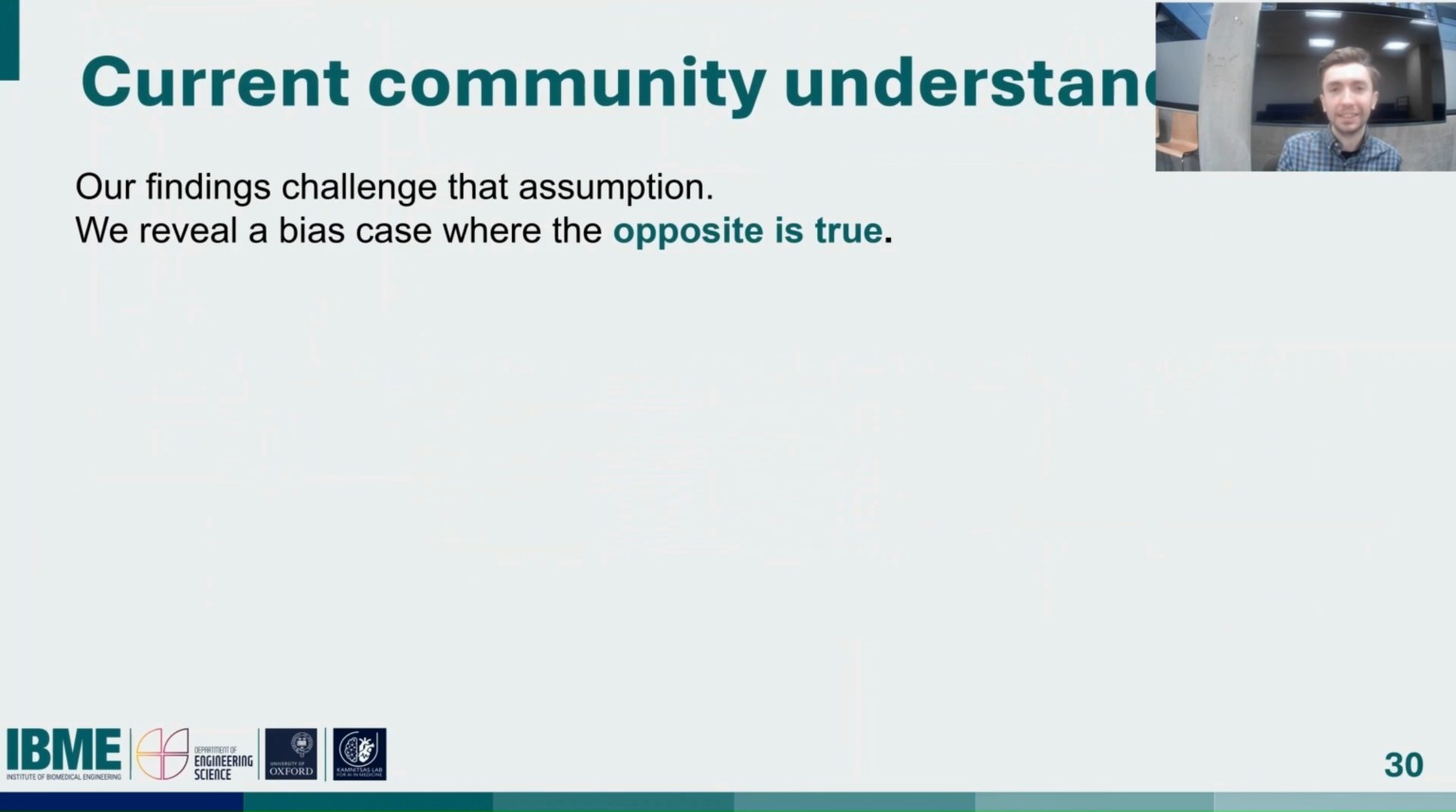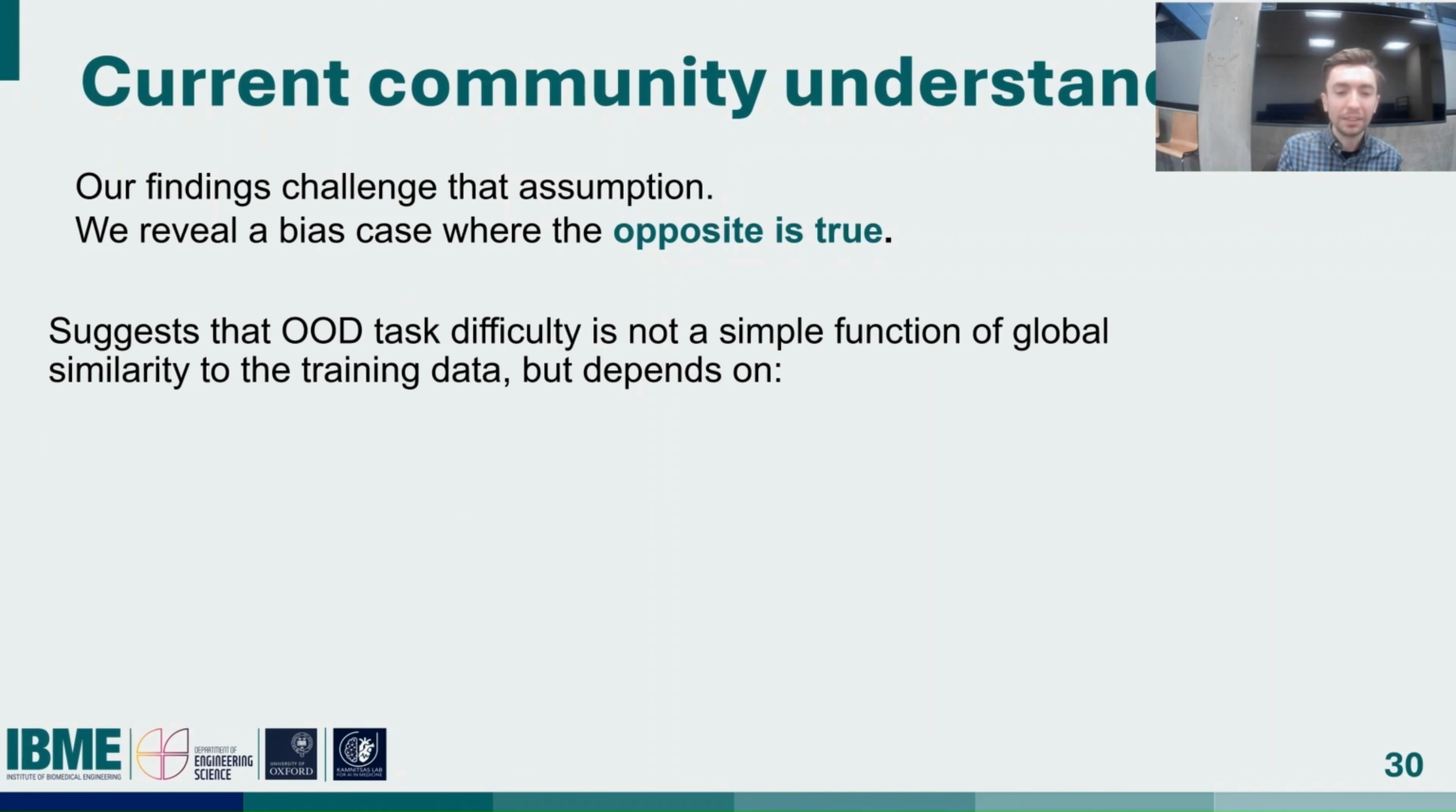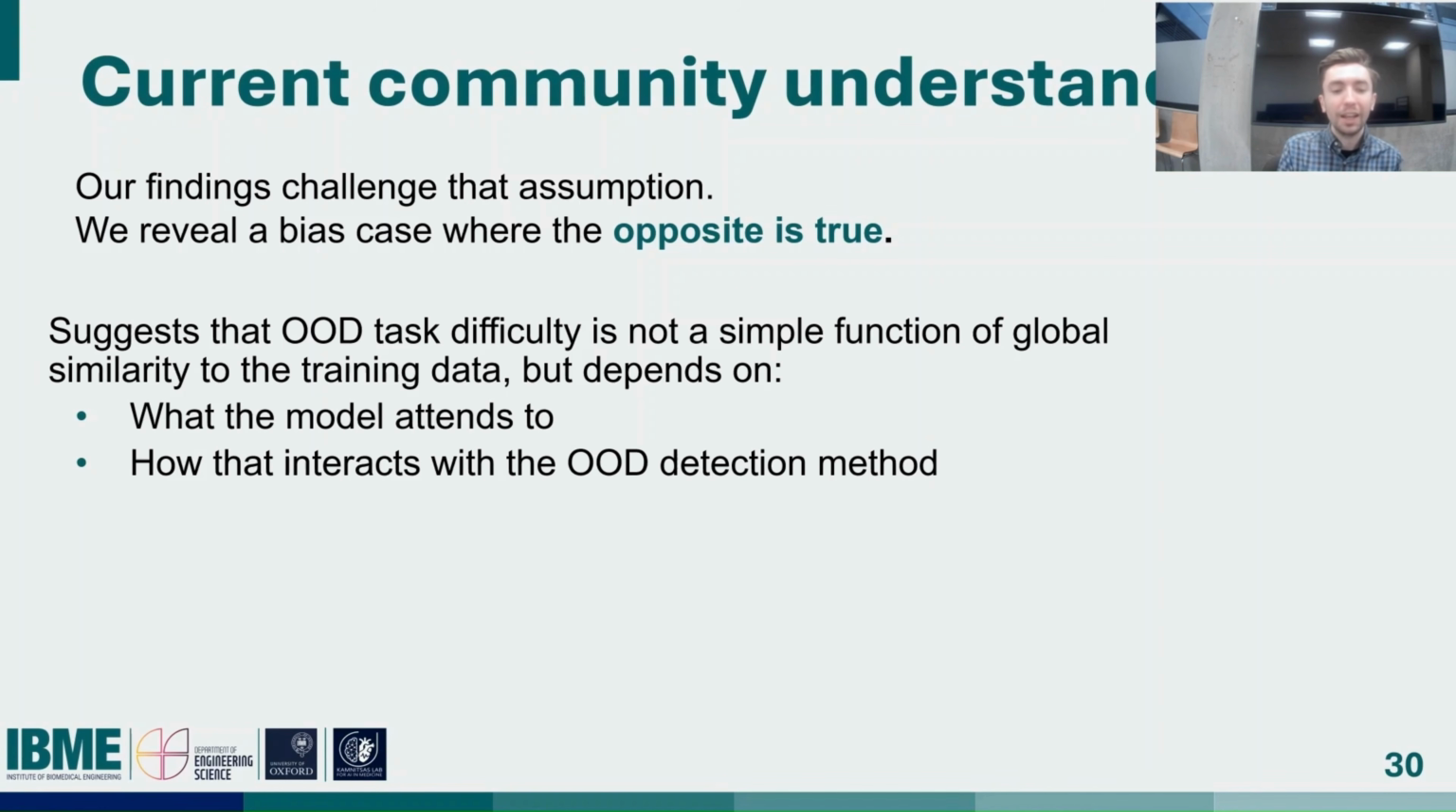However, our findings challenge this assumption. We reveal a bias case where the opposite is true. And this suggests that OOD task difficulty is not a simple function of global similarity to the training data, but it depends on what the model attends to and how that interacts with the model's OOD detection method.